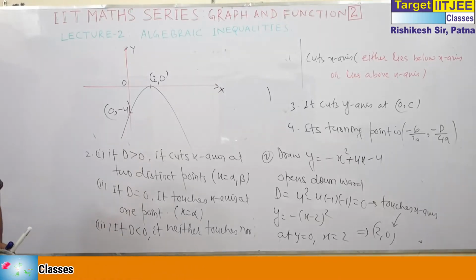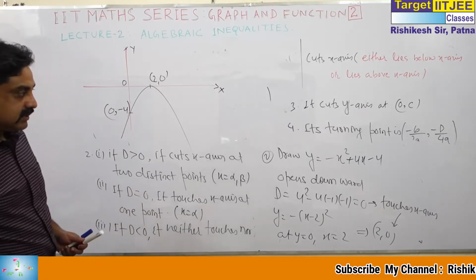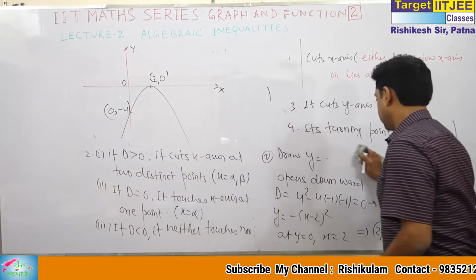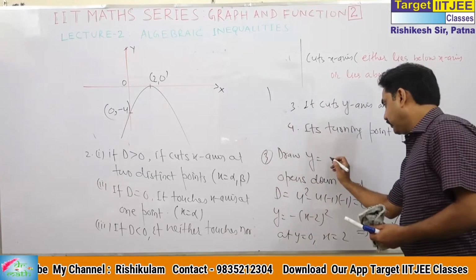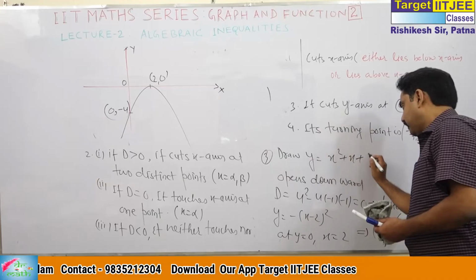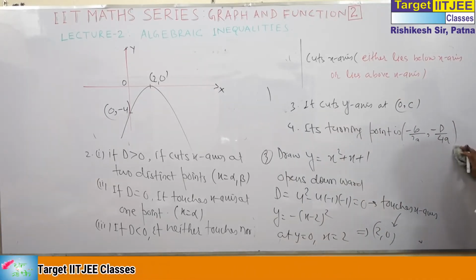Now, let's go for one more case. The case is, draw y is equal to x square plus x plus 1. If you want to write something, you can go. Right? Page number 2. Draw y is equal to x square plus x plus 1.